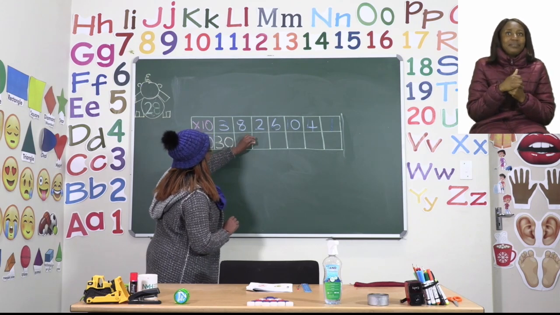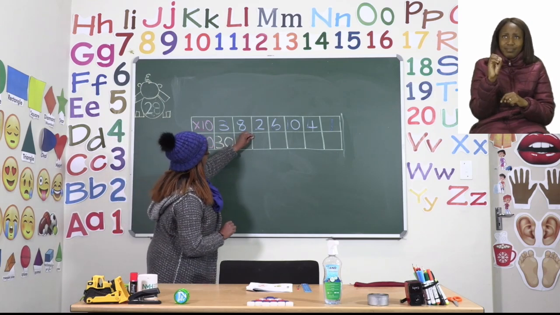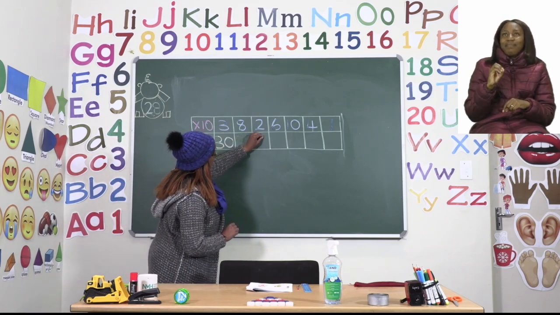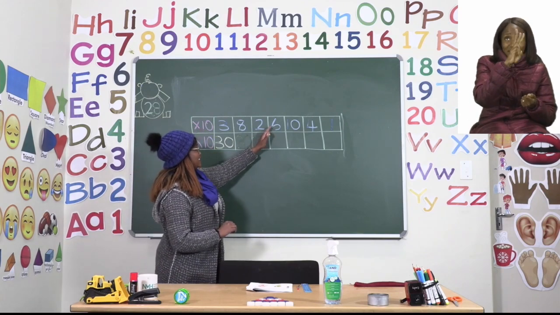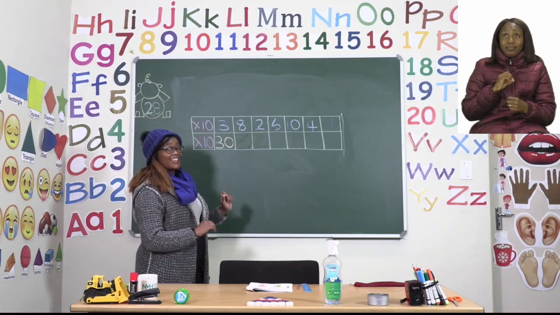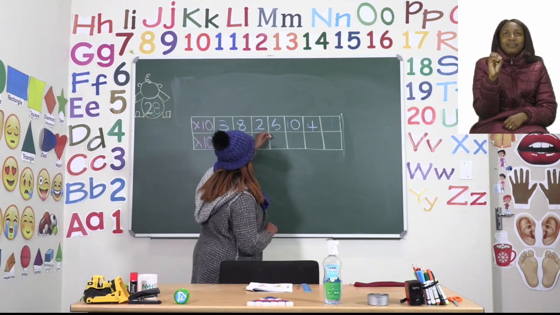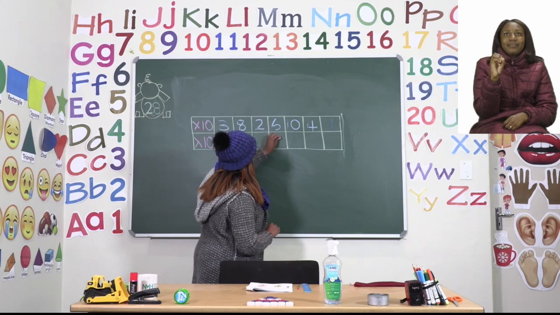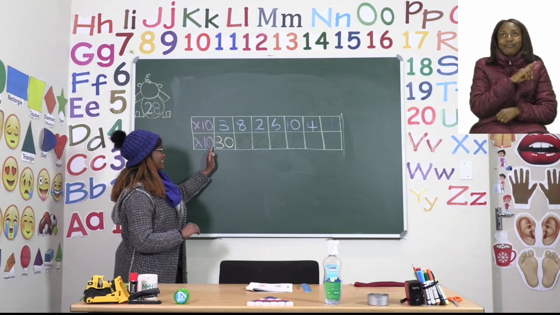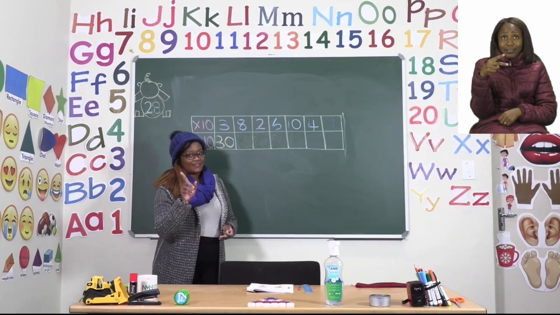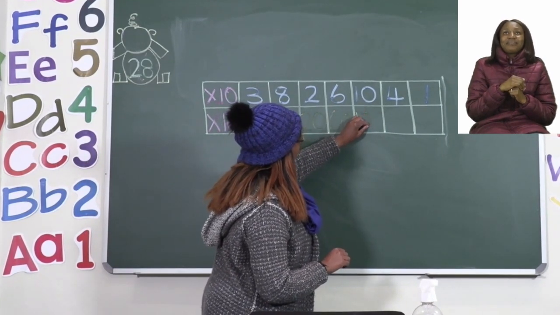The next one says 2 times 10. 2 times 10 equals 20. The next one says 6 times 10. 6 times 10 equals 60. Then we have 10 times 10. And 10 times 10, even when we add our 0, becomes 100.